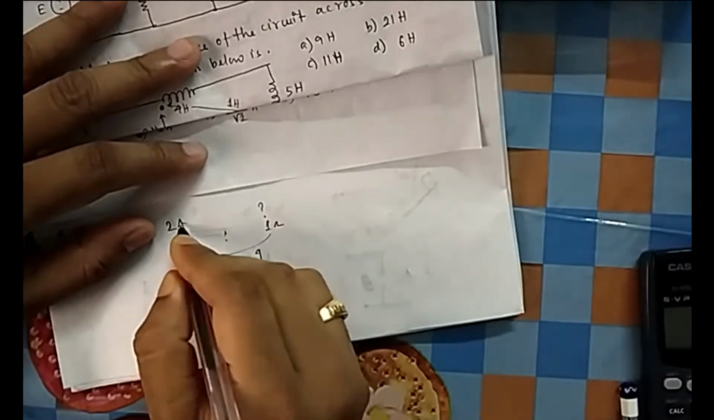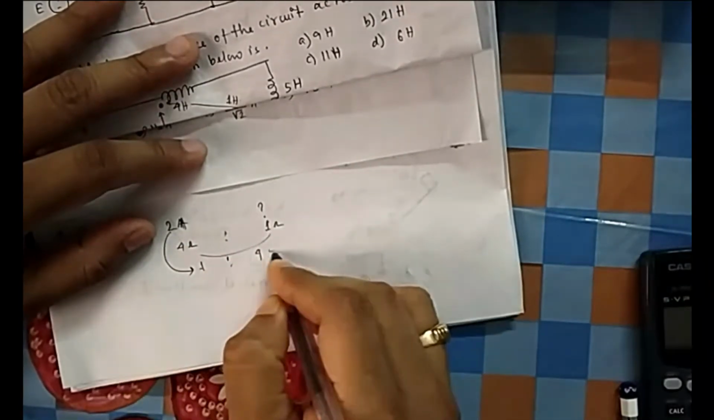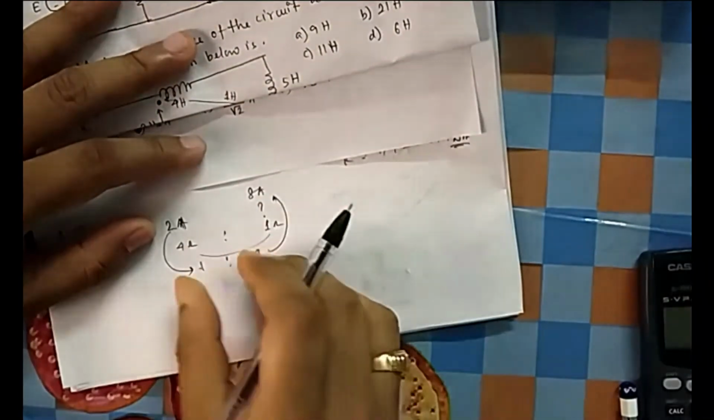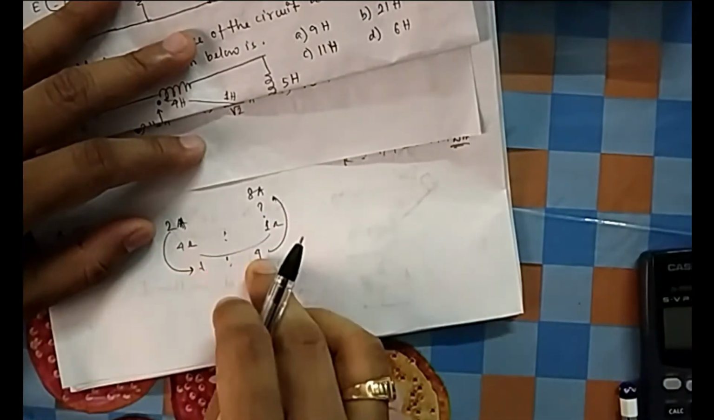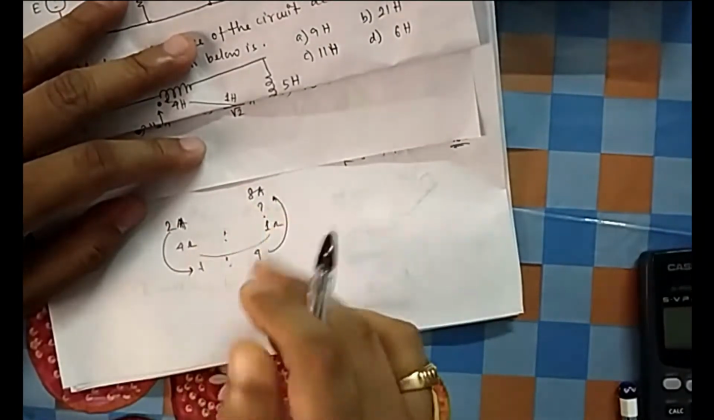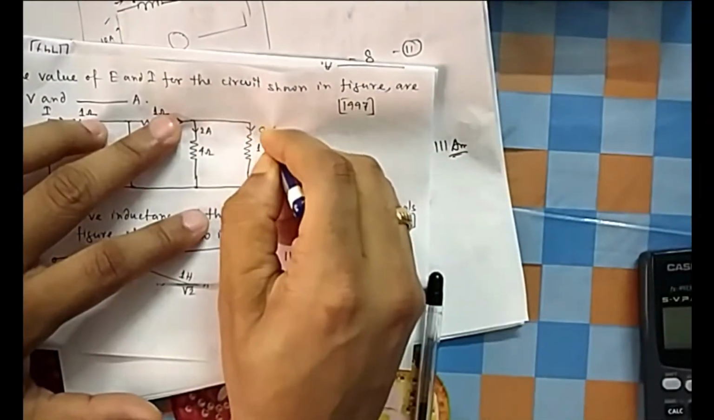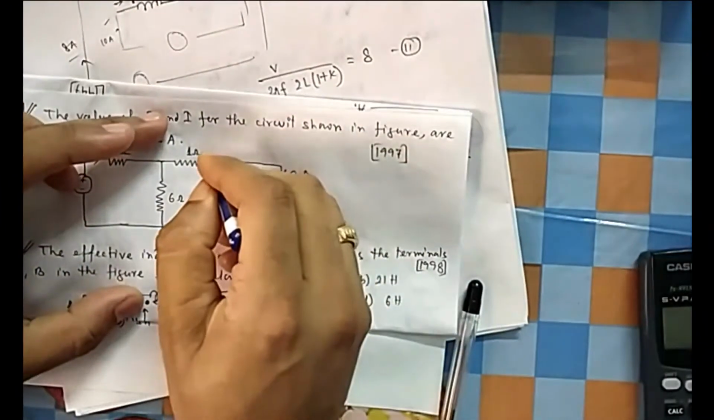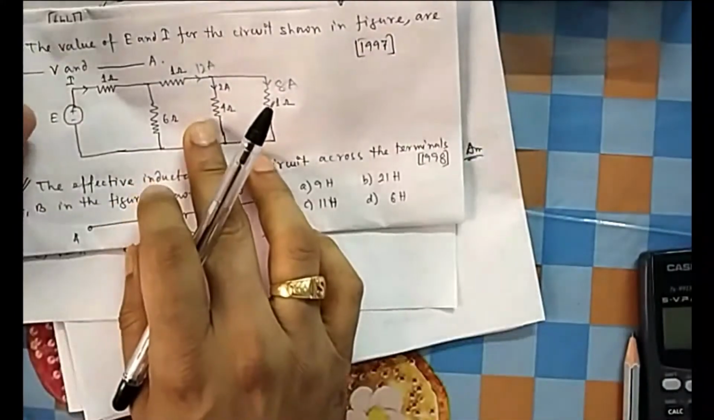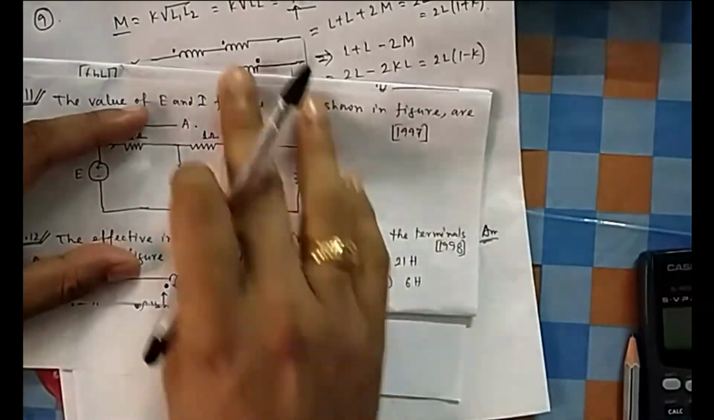If you decrease resistance, current will increase. So if it is 2 ampere, then it should be 8 ampere, then it will be 1:4. If it is 1, then 4; if it is 2, then it should be 8. So this current you got is 8 ampere. This is 8 plus 2, so this is 10 ampere. Okay, so once you know this, then there are lots of ways.